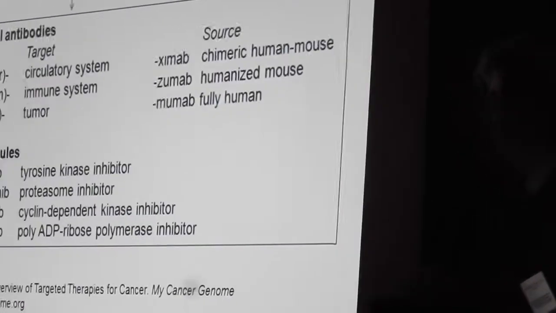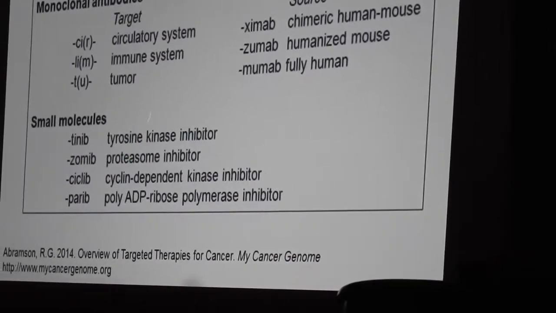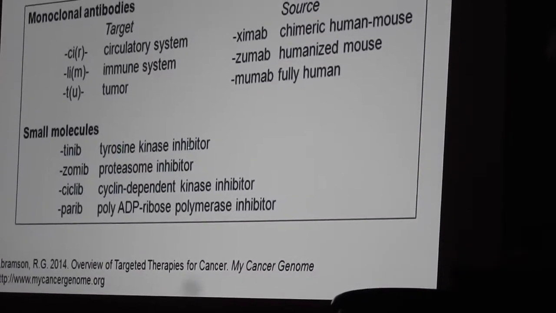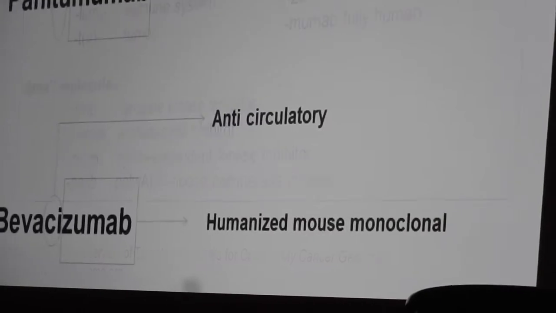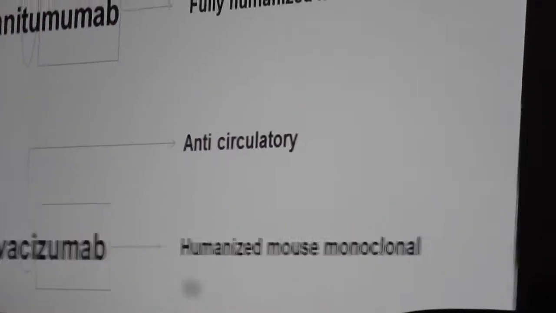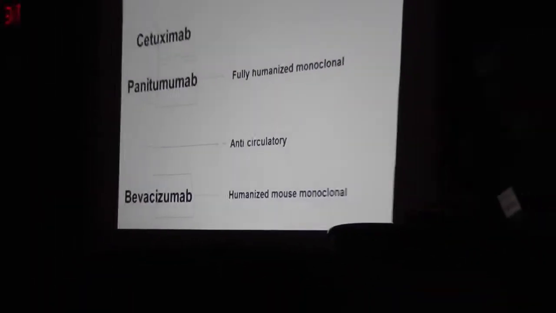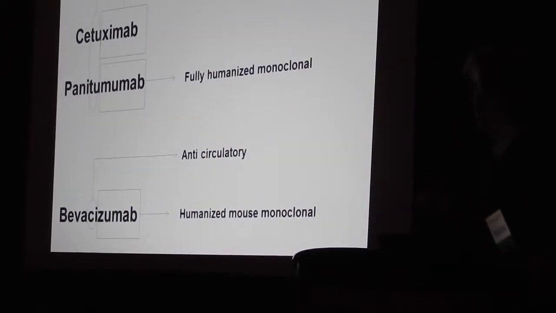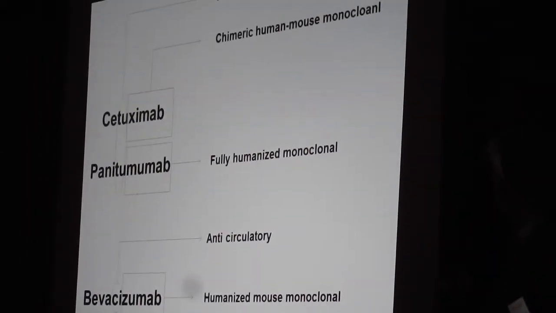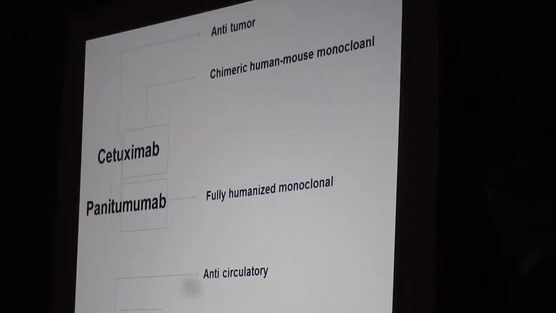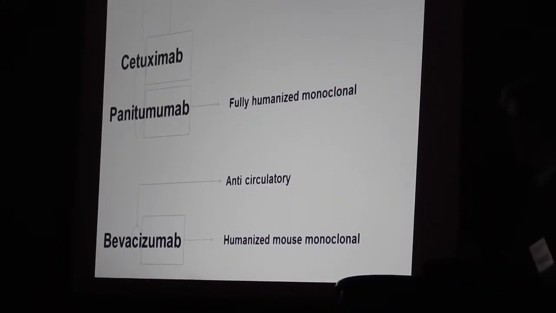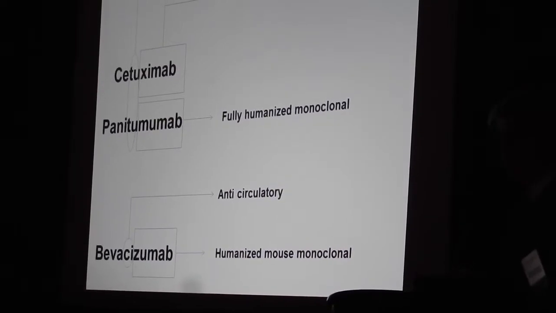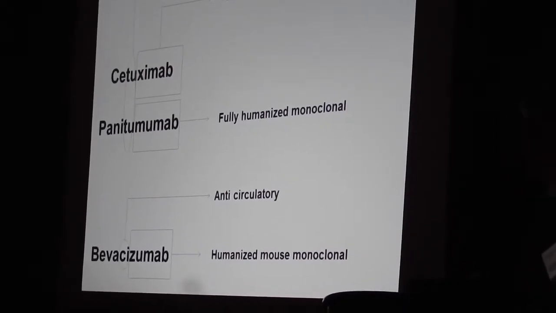Then for small molecules, they have a similar type of convention, whether it's a tyrosine kinase inhibitor, a proteasome inhibitor, and so on. So some examples would be cetuximab. These are both used to treat colon cancer. The TU tells us they're anti-tumor, but the stem gives you a little bit of information on whether they're fully humanized or chimeric. Then bevacizumab, instead of having the TU, the CI indicates it's targeting the VEGF, and that's a humanized monoclonal antibody.